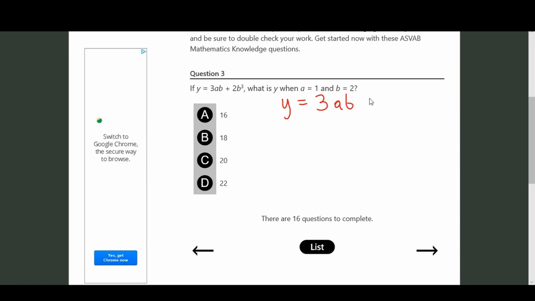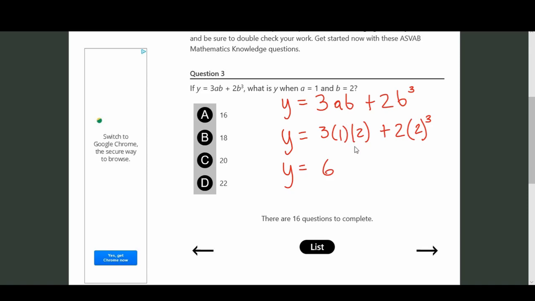We have 3ab plus 2b to the third. Now let's plug things in accordingly. Y equals 3. A is 1. B is 2. Plus 2 times, again, b is 2. And that's raised to the third power. Let's keep working this out. 3 times 2 times 1 is just 6. Again, 3 times 2 is 6. Anything times 1 is just itself.